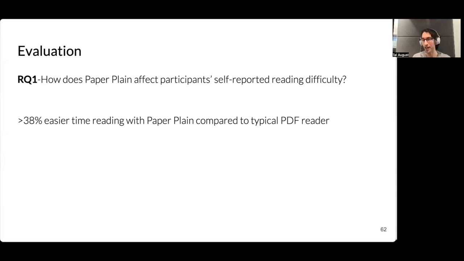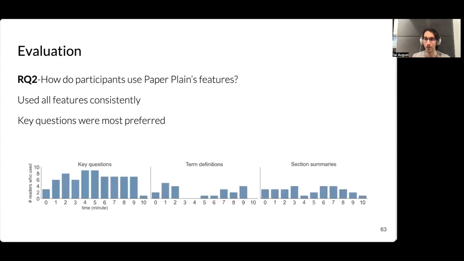So we also included comprehension questions to make sure that participants weren't skimming or ignoring information because PaperPlain was supporting them. And actually, we found that participants with PaperPlain answered generally more questions correct compared to those with a PDF reader, although this wasn't a significant difference. For our second research question, participants used all the features available to them throughout reading a paper. And interestingly, the key questions seemed to be the most preferred feature.